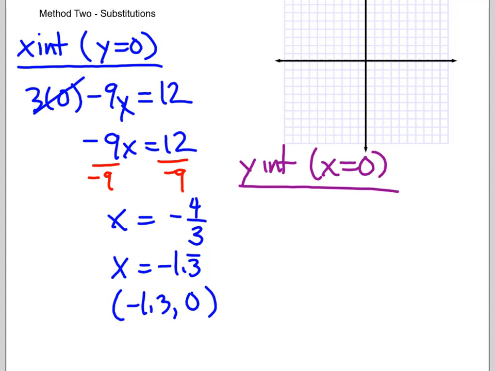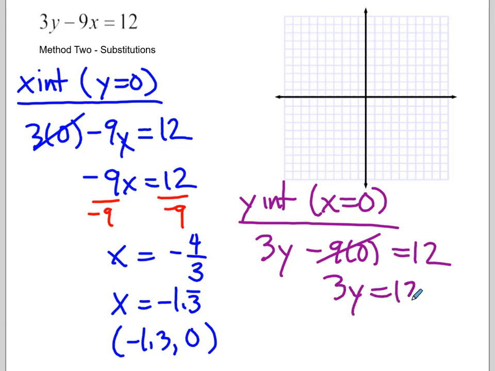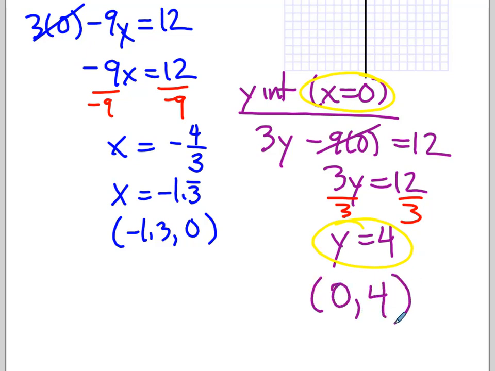Okay, so I'm going to take my expression, and I'm going to start with 3y minus 9 times 0 equals 12. 9 times 0 is 0, so I'm left with 3y equals 12. Okay, I'll divide both sides by 3, and y equals 4. And again, I want to make sure I finish with a coordinate so I know what I'm solving. And you'll notice, here's the x piece, here's the y piece. Those two together give me the location 0, 4, which is my y-intercept.